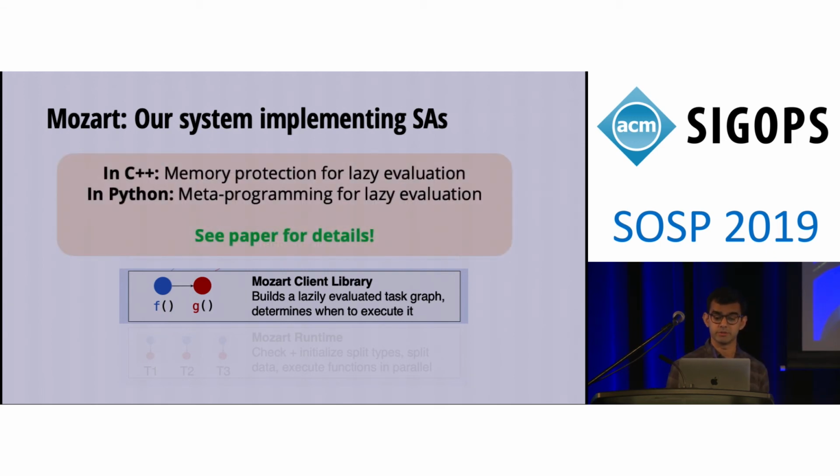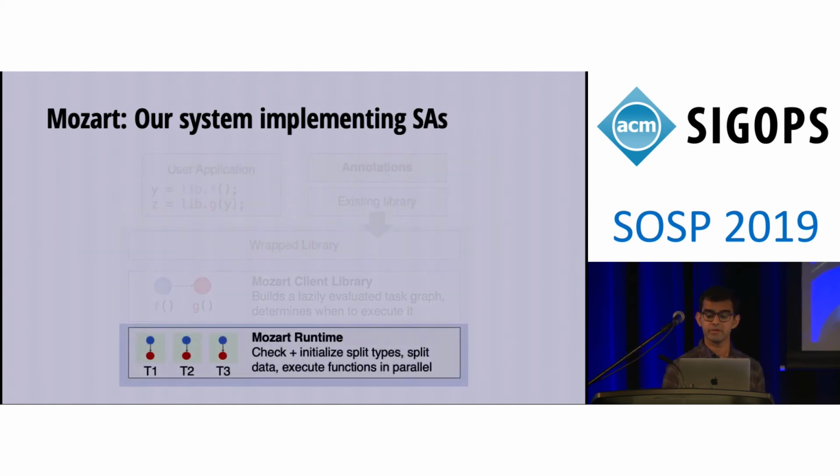So in C++, we use memory protection to determine when evaluation should happen. And in Python, we use metaprogramming for lazy evaluation. So you can see the paper for more details, but in general, library developers don't need to make any changes at all. It kind of just happens automatically. So after the client library decides to evaluate the graph, the runtime will check split types, split data, and then execute the functions in parallel.